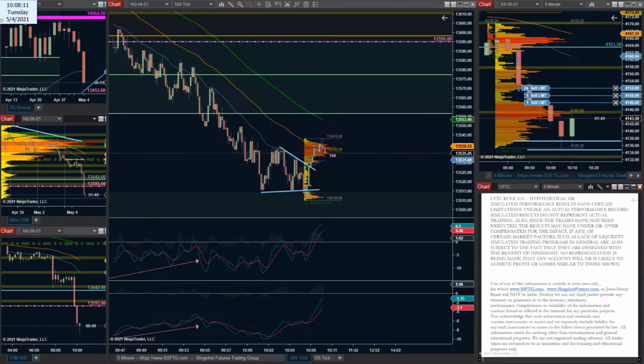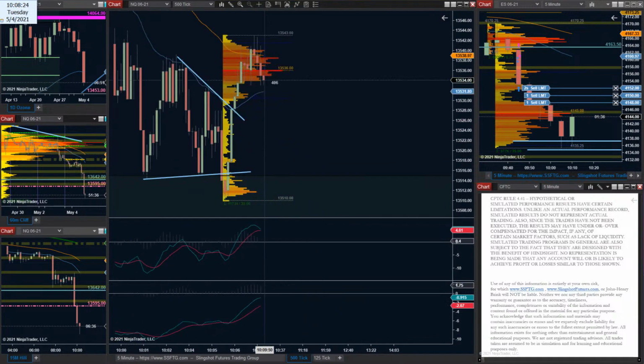Uh-oh. POC shifted real fast. 536. They're trying to stay above it. Now they're topping below it. See them fighting over it? Now they closed underneath it. That's really important. Watch what happens when it comes back.